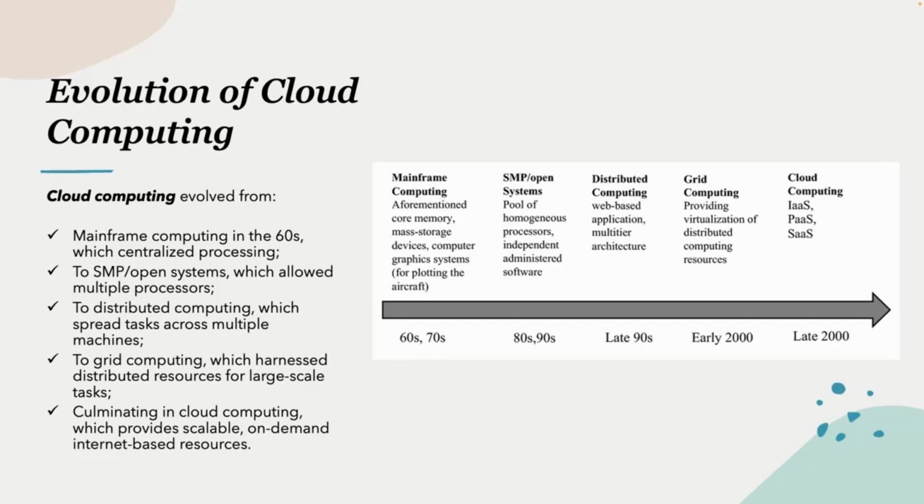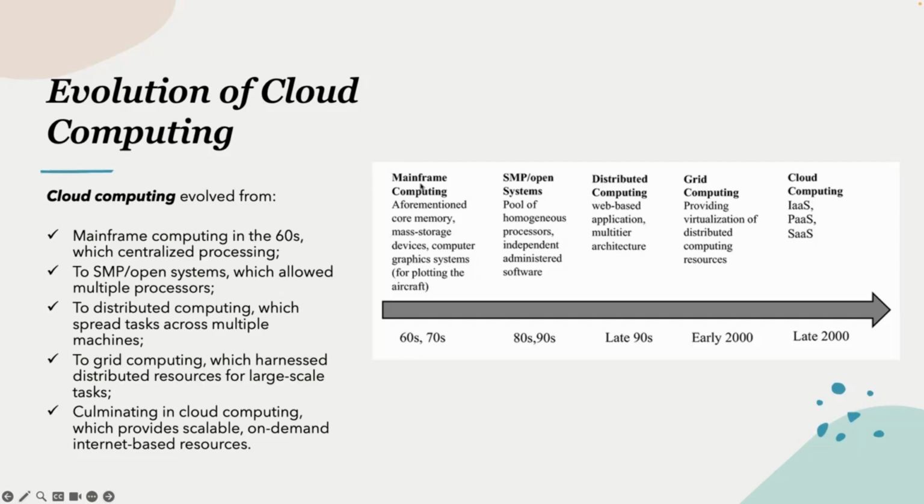And so, as we see the evolution of how cloud computing formed, we can see that it started from mainframe computing to SMP and open systems, and then to distributed computing, grid computing, and then finally in the late 2000s, cloud computing. And so let's take a quick definition of what these individual components mean.